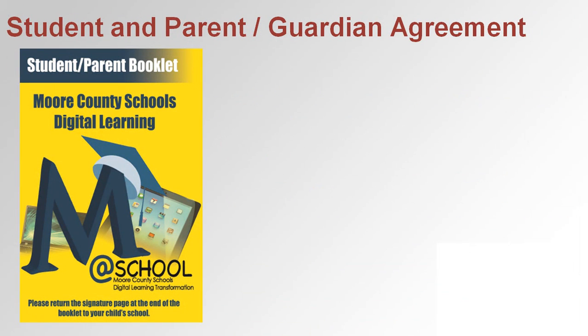In the next 3 sections of this video, we'll give an overview of what can be found within your student parent booklet. We'll only touch some of the highlights, so please be sure to take time to read the booklet in full. If you ever lose or misplace your copy, you can find an electronic version on our digital learning website under Forms and Files. Let's start with the Student and Parent Guardian Agreement.